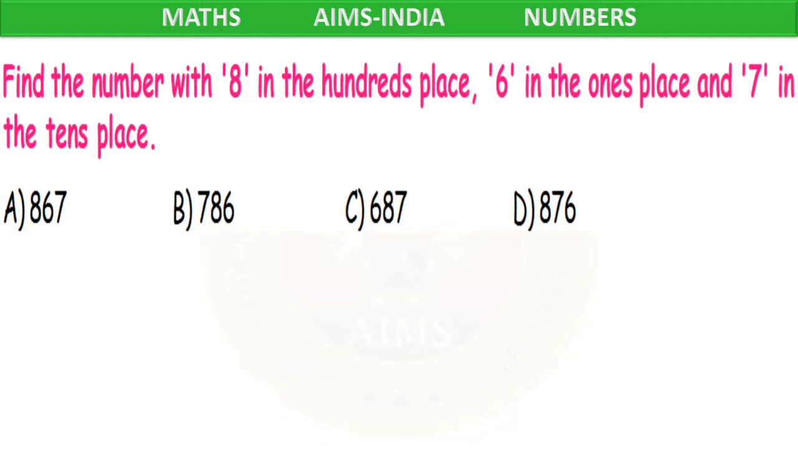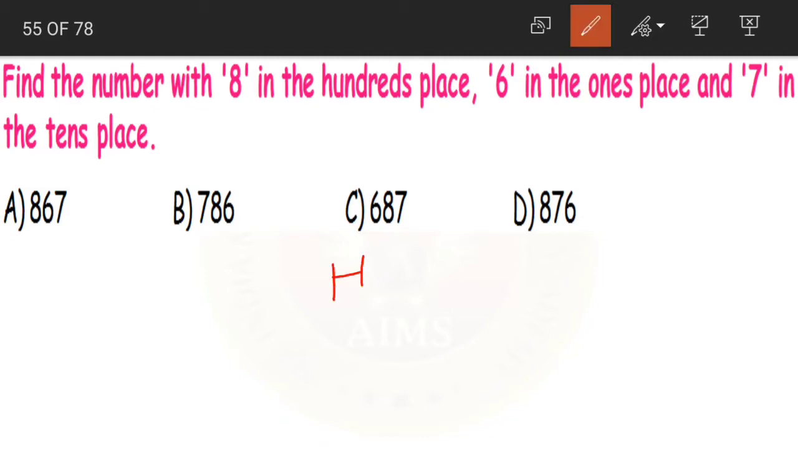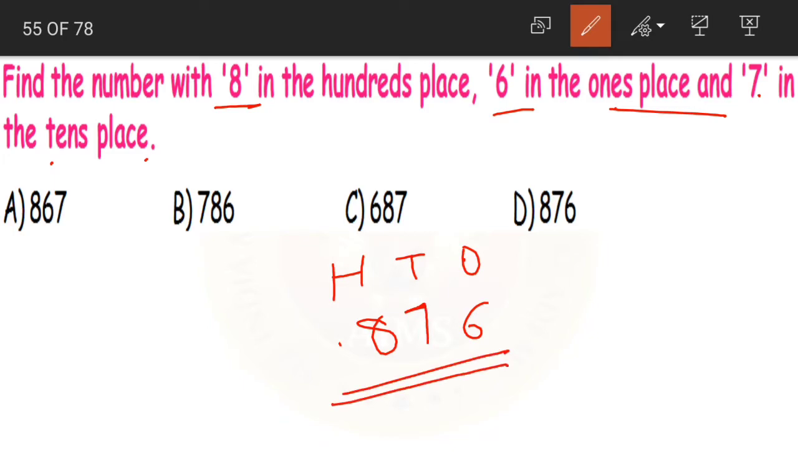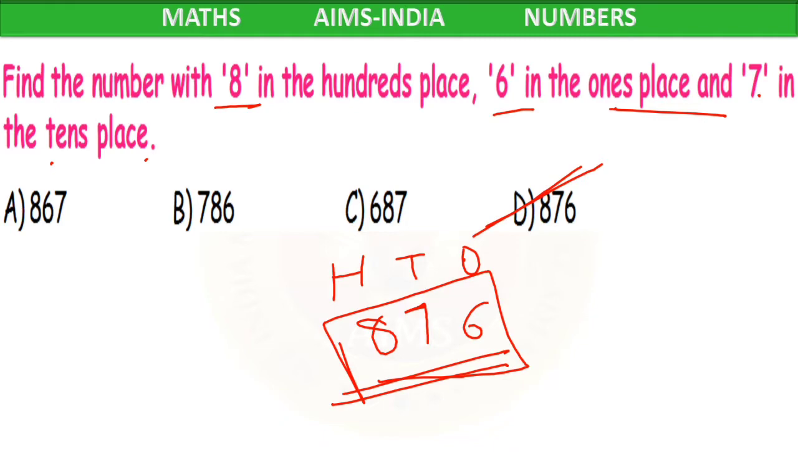Next, find the number with 8 in hundreds place. Hundreds place, what should be there? 8, and 6 in the ones place. Yes, in the ones place it should have 6, and 7 in the tens place. In the tens place 7. What is our number? 876. That is option D. Clear?